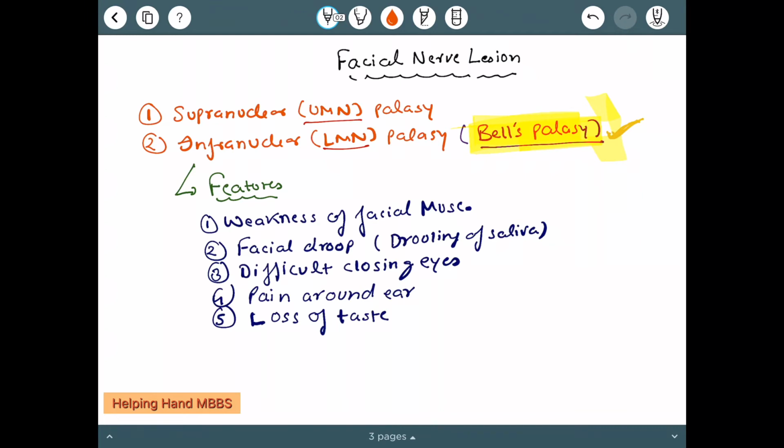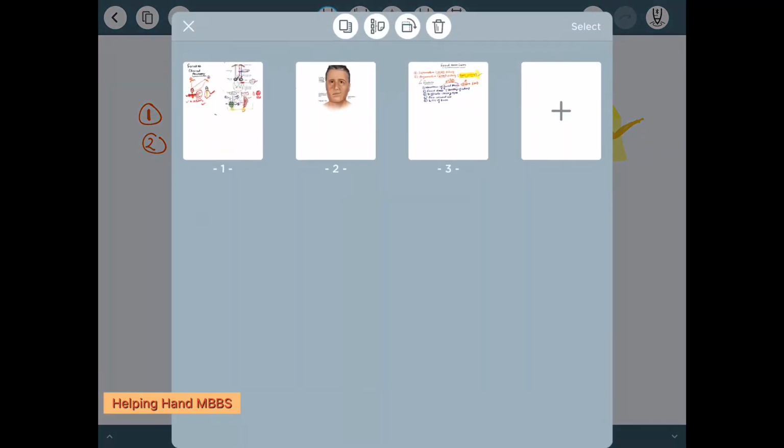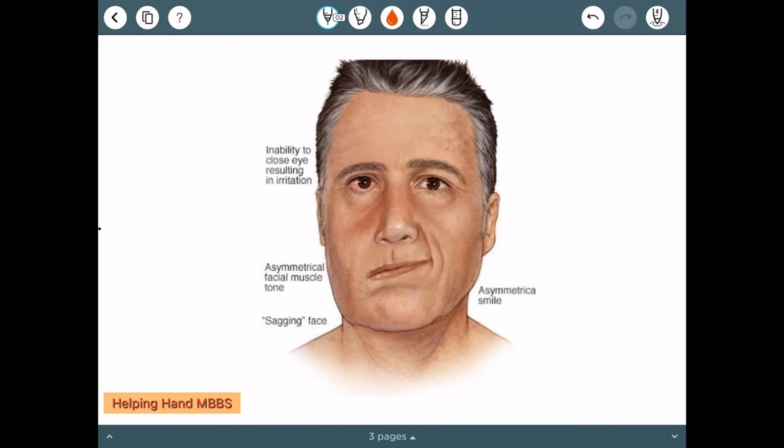We all know the facial nerve supplies our facial muscles. So if the facial nerve is compromised, there will be weakness of facial muscle on the ipsilateral side. As I have made you understand previously, there will be ipsilateral weakness of facial muscles. There will be facial droop. What is facial droop? This thing is facial droop, that is, the face on one side will be drooping down, and there will be collection of saliva here, and if there is collection of saliva, it will come out from here, and this is also known as drooling of saliva.